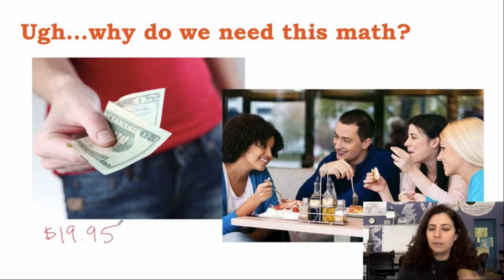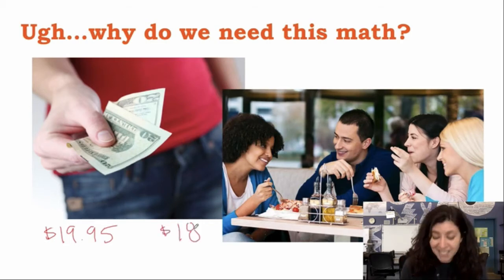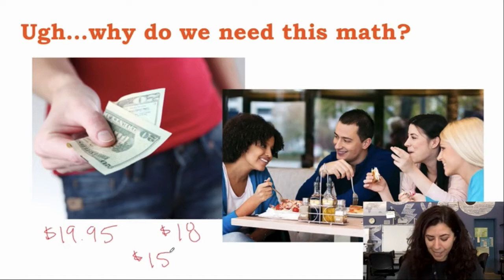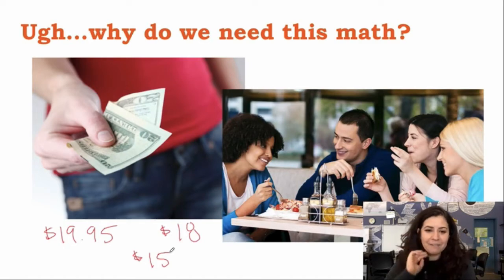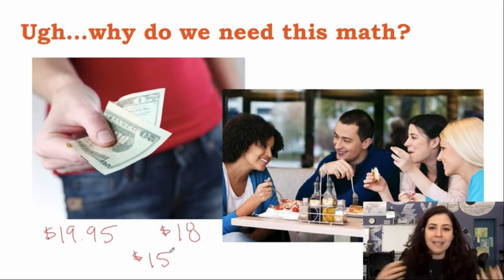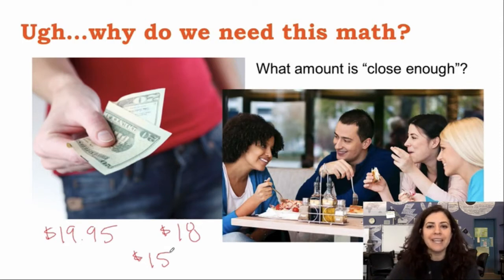$19.95. Well, you lent your friend $20. Would you say that's close enough? Okay, what if your bill came out to $18? What if your bill came out to $15? So I hope you guys can all get where I'm going with this. At some point it feels like, no, that's too different than $20. Like I lent you $20, not $15. And so that's sort of what statistics help us do. They help us figure out when is something close enough.